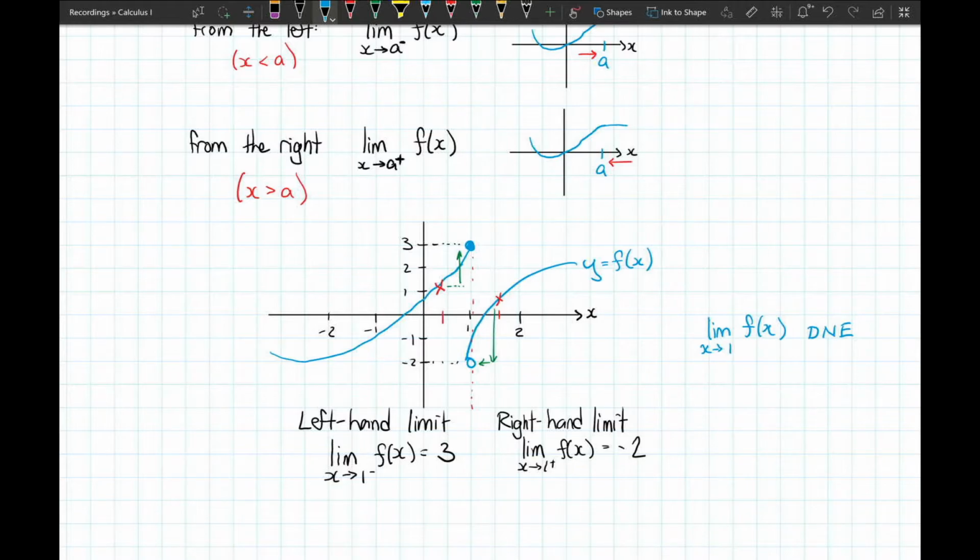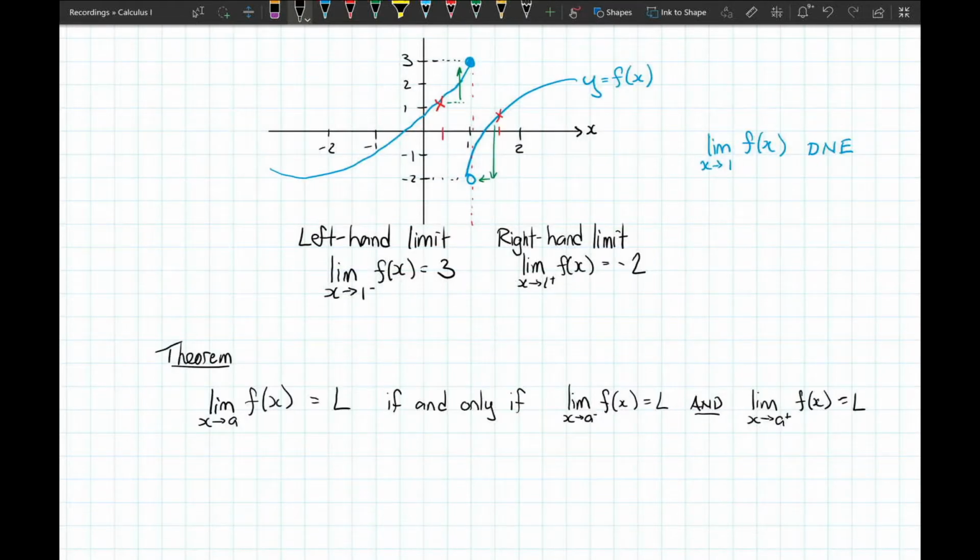And this gives us a little theorem about what it means for a two-sided limit to exist. The theorem says that the limit as x approaches a, the two-sided limit, equals L, if and only if the left-hand limit equals L and the right-hand limit equals L. They must match. If either of these one-sided limits does not equal L, then it is impossible for the two-sided limit to equal L. So that is an important result here. We have to agree that the left-hand limit and right-hand limit both equal L for the two-sided limit to exist and equal L as well.